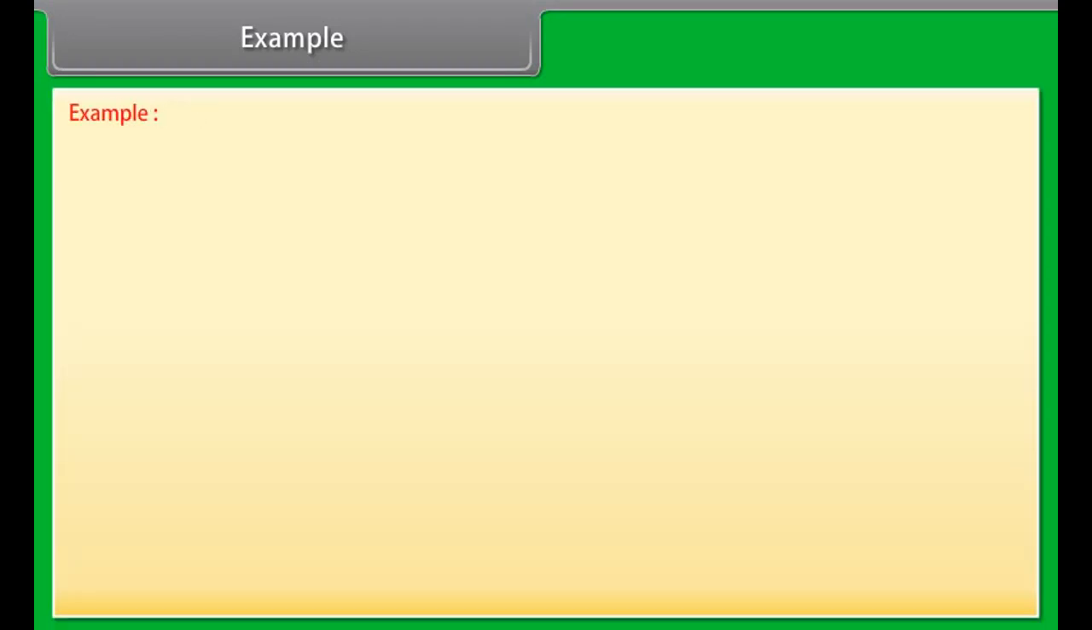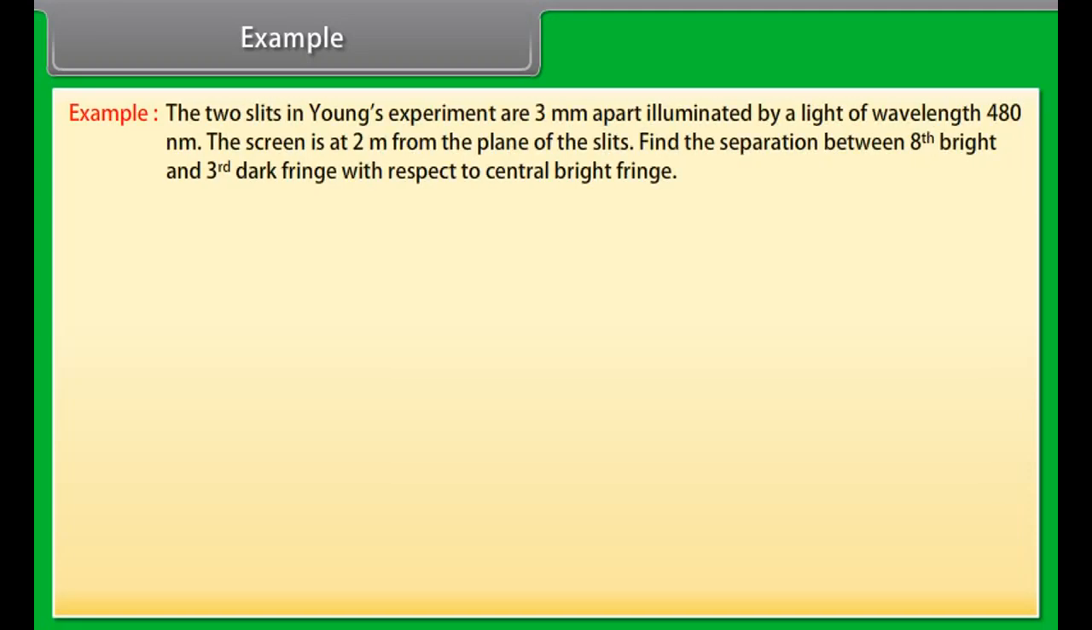Example. Let's take an example on Young's double-slit experiment. The two slits in Young's experiment are 3 mm apart, illuminated by a light of wavelength 480 nanometer. The screen is at 2 meters from the plane of the slit. Find the separation between the 8th bright and 3rd dark fringe with respect to the central bright fringe.